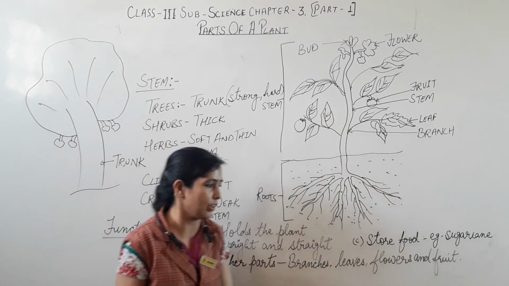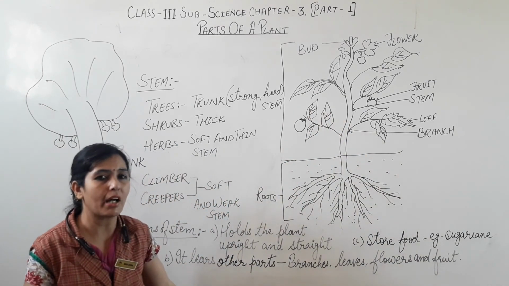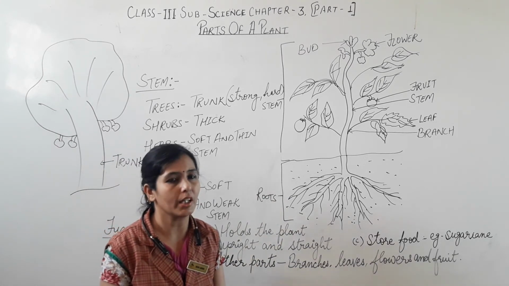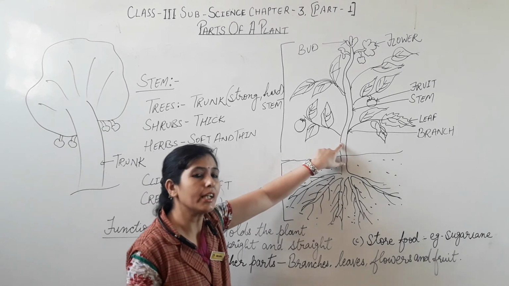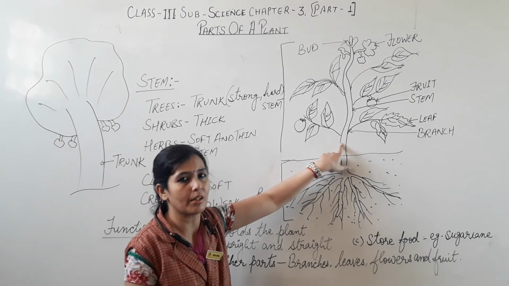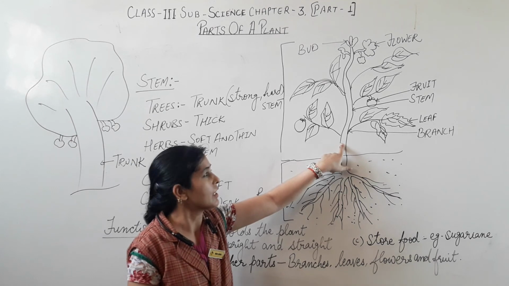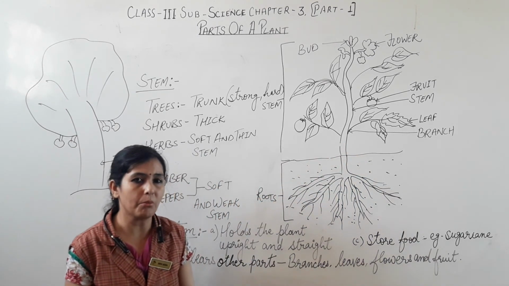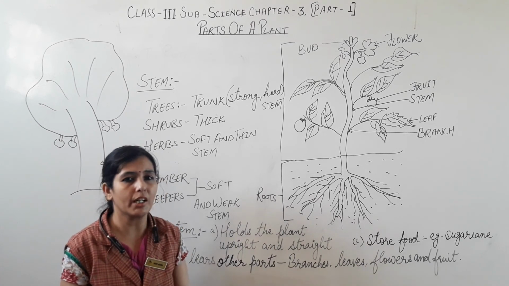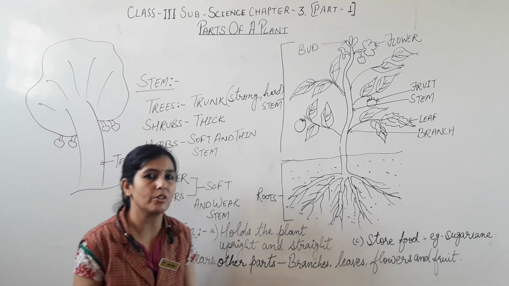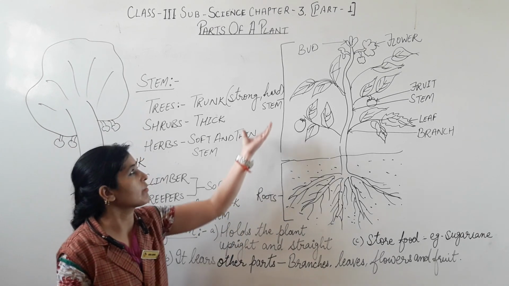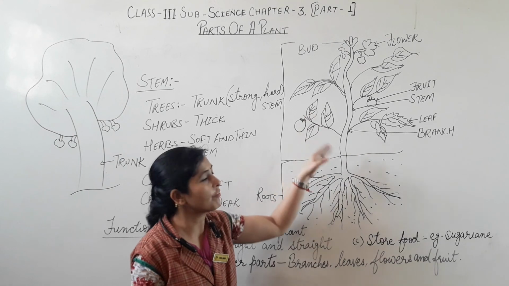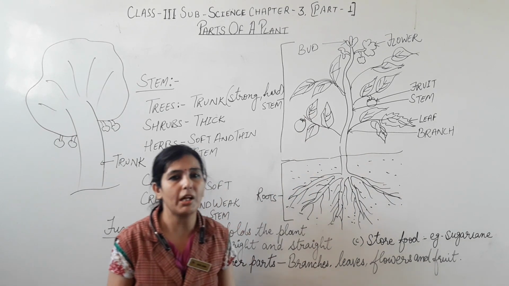Now the third function. If the plant is preparing food, some of it is stored in the stem and we eat that stem. The most common example of a stem which we eat is potato, and we also eat sugarcane. I hope you have understood the functions of roots as well as the functions of the stem. Now in the next video I am going to tell you about the different functions of the various parts of the plant. Thank you.